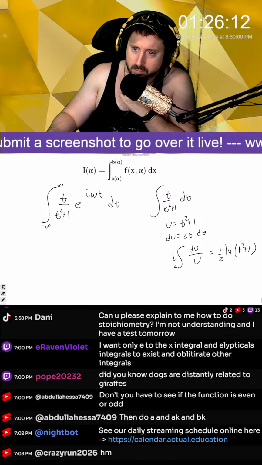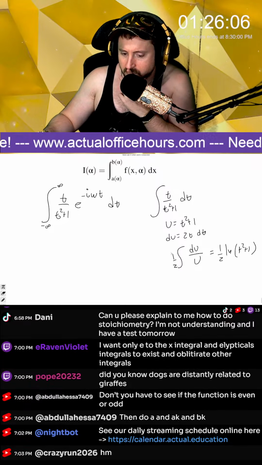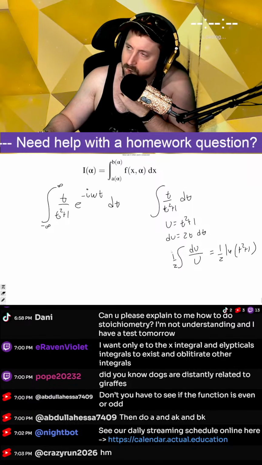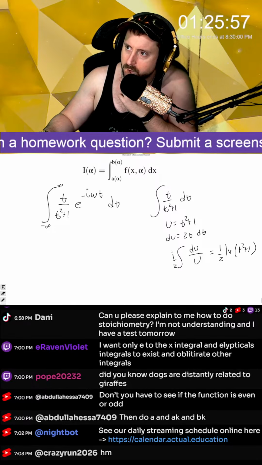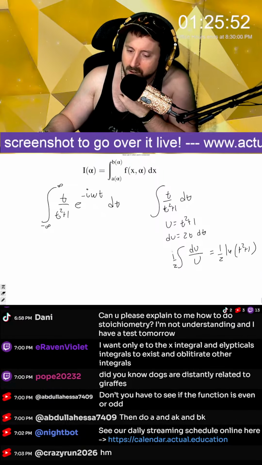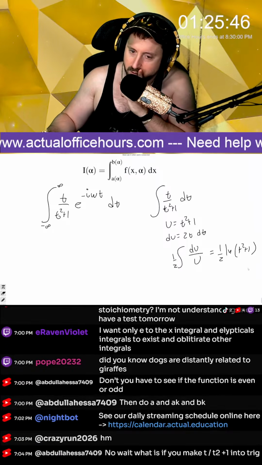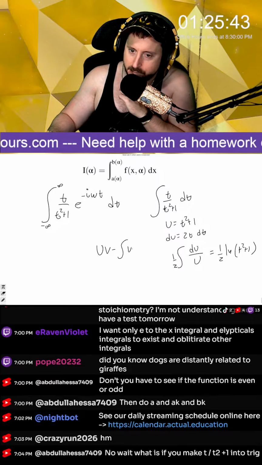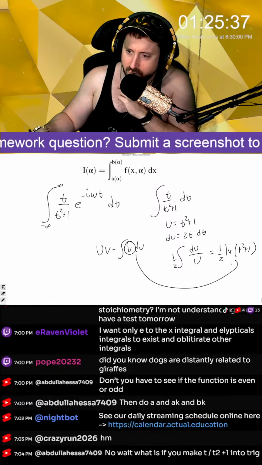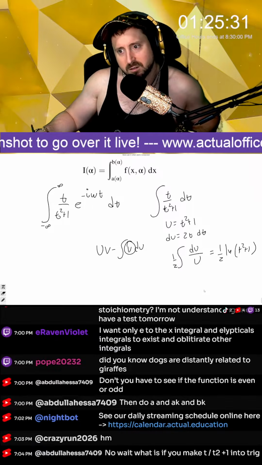Is that right according to Wolfram, if we do t over t squared plus 1? Let me check here. Integral of t over t squared plus 1. Oh, okay, wait. I see why that might not help us, though. Yeah, that's correct. The issue is that when we do integration by parts, it's always uv minus the integral of v du, and this would end up being this. And taking the integral of ln is ugly. That would not be ideal.